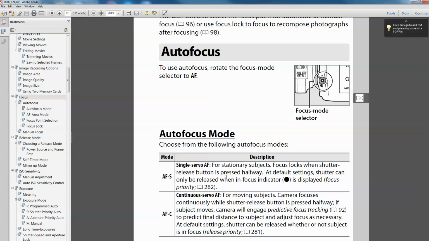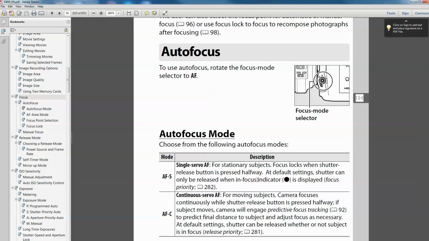It says focus when the shutter button is pressed halfway at default. Shutter can be released only when the focus indicator is displayed. So if I'm taking a picture of a portrait and the person is not moving, then the best thing is to go to single servo or AFS. As a matter of fact, I'm going to call it AFS or single, because servo, again, I think is just a confusing term. But basically, I'm taking a portrait, and I'm focusing on the eye, and your little red point is in the eye, and you hear the beep.